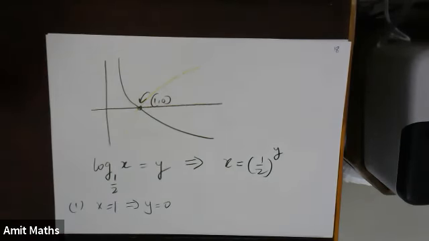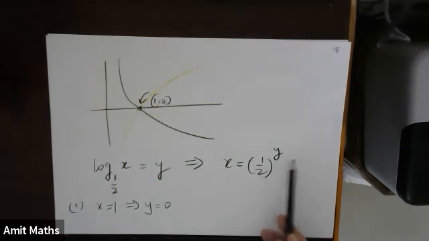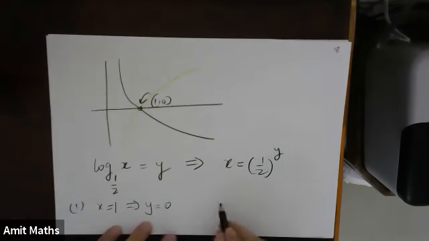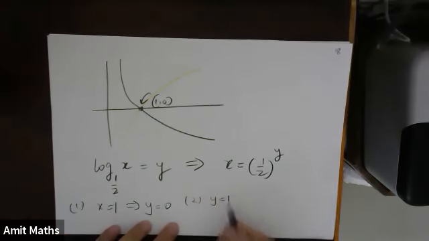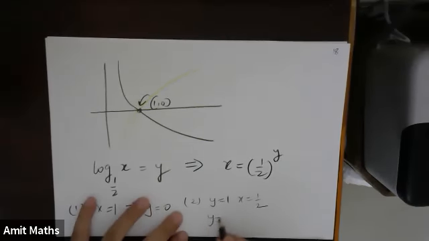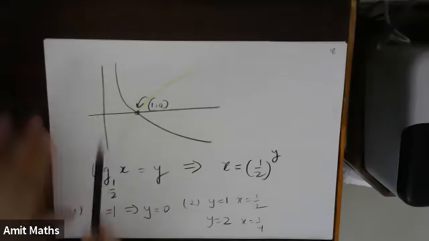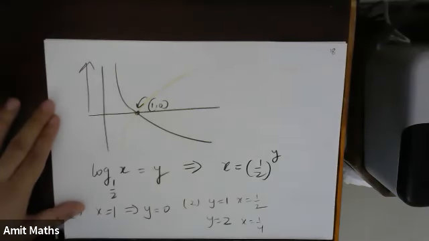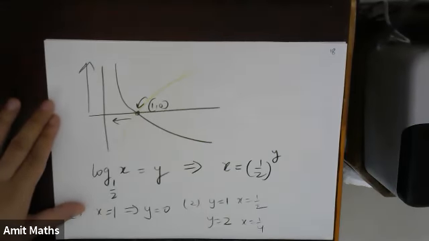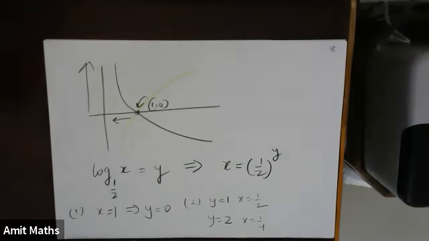Okay. Now see, start increasing the value of y. From 0, increase y. Make y equal to 1. If y is equal to 1, x is equal to 1 by 2. Now make y equal to 2. If y is equal to 2, x will be 1 by 4. So as y is increasing, x is decreasing.